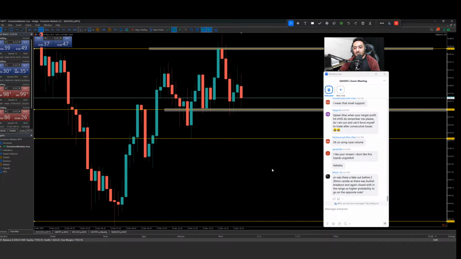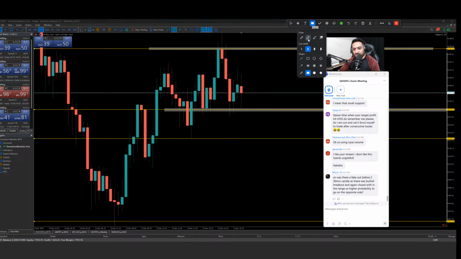Mr. Baga sir, was there a fake out before, a 30-minute candle, as there was a bullish breakout and again closed within the range, so higher probability to go on the opposite side? You know what, let me explain to you guys. There's 4 minutes left for the candle to be closed, and let me explain how you can recognize the fake out. It's very simple to understand.